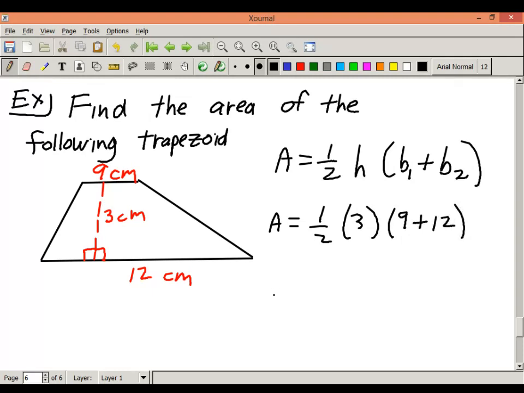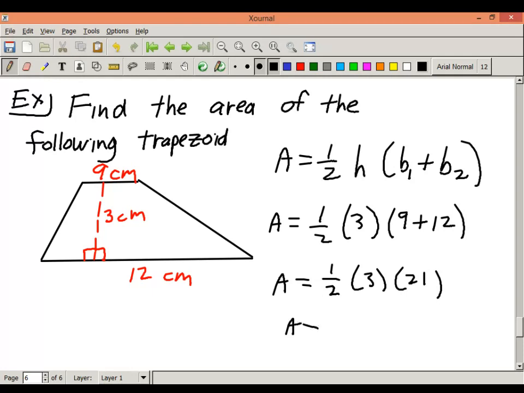Okay, so we can do this. You can do this in any order that you want. So I'm going to have 1/2 times 3. This is going to be what, 21? Oops, I wrote it 1/3 there. I wanted 1/2. 1/2 times 3 times 21.